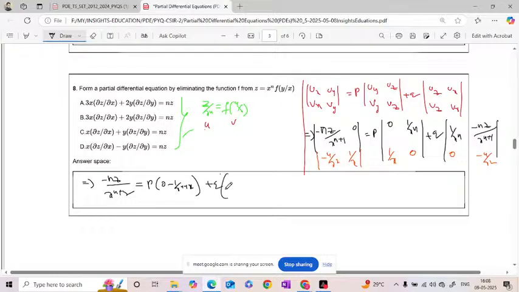plus q into minus y by x power n plus 2. Just multiply by x power n, then here we will get minus n z is equal to minus x p minus y q. So after rewriting, it is x p plus y q is equal to n z. So option C is the correct.